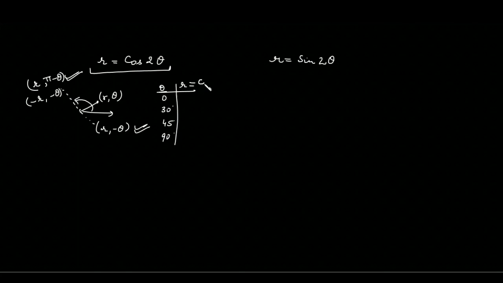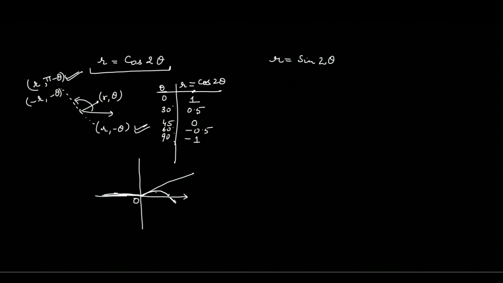You can draw the graph of r is equal to cos 2 theta. At 0 the value is 1, at 30 it will become 0.5, at 45 it will become 0, at 60 it will become minus 0.5, and then at 90 it will become minus 1. So if you draw the graph, since it is symmetrical about all the axes, what will you have? At 45 it will become 0, at 0 it is 1, then 0.5, then 0.